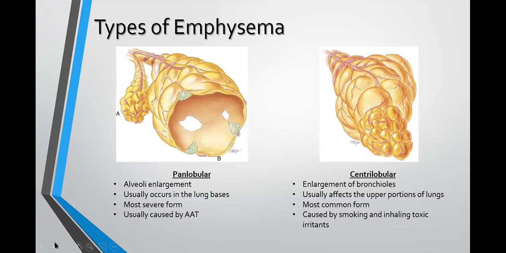Panlobar happens from having that low alpha-1 antitrypsin. That's the panlobar, that's the worst one. If you're born with it, that's the worst one. Okay, panlobar. That's alveolar enlargement. It usually occurs in the bases of the lungs. Panlobar is the most severe case of emphysema, and it's usually caused by the alpha-1 antitrypsin deficiency.